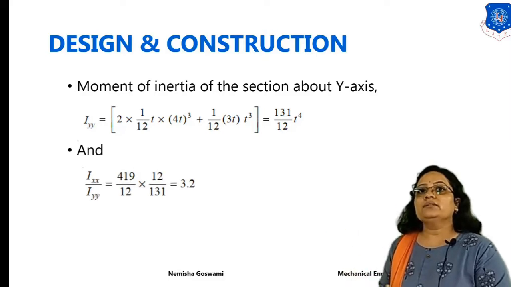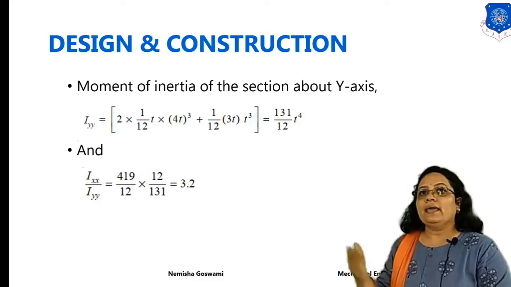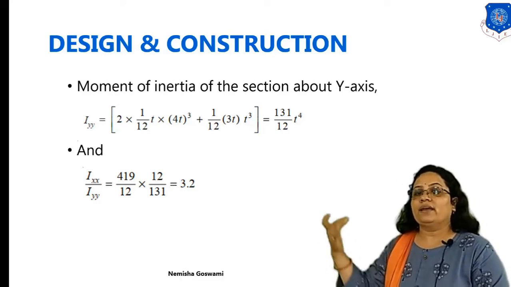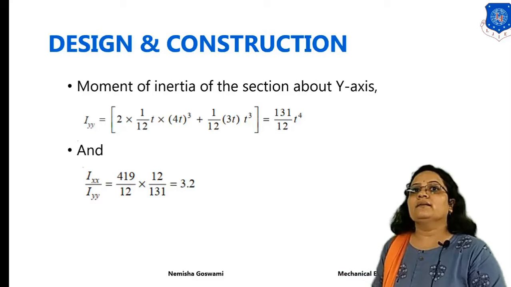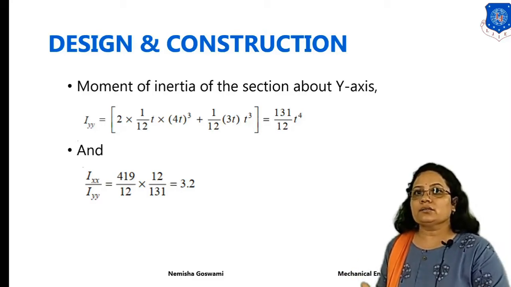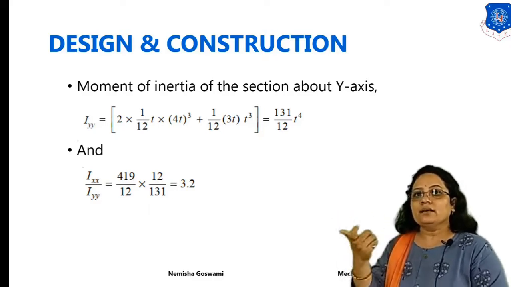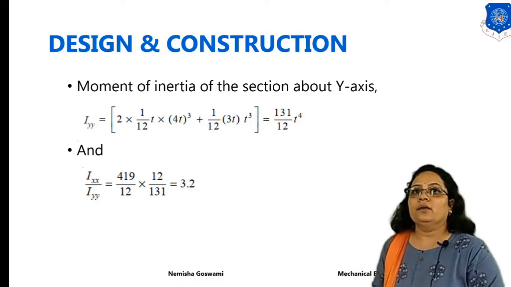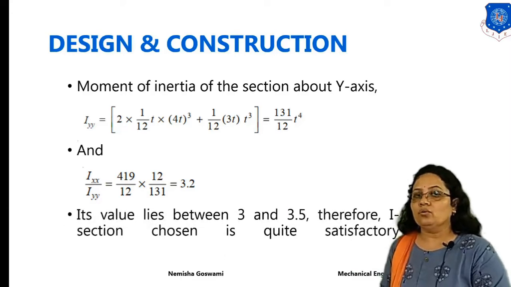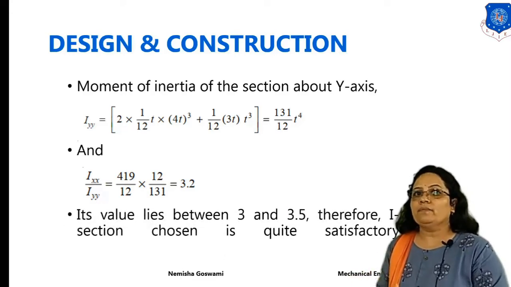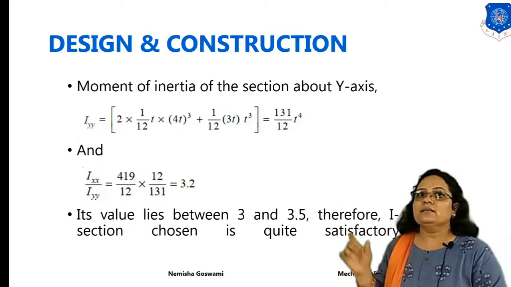So now you have to find out the ratio. The ratio should vary from 3 to 3.5, right? So Ixx divided by Iyy should vary from 3 to 3.5. By using this formula, you will get 3.2. Whatever cross-sectional parameters you have considered, either the width of the section, the depth of the section, or the thickness of the section, you have to check that these parameters are correct by using this type of procedure. So here the value is 3.2, and its value lies between 3 and 3.5. So whatever parameters you considered for the I section are satisfactory.